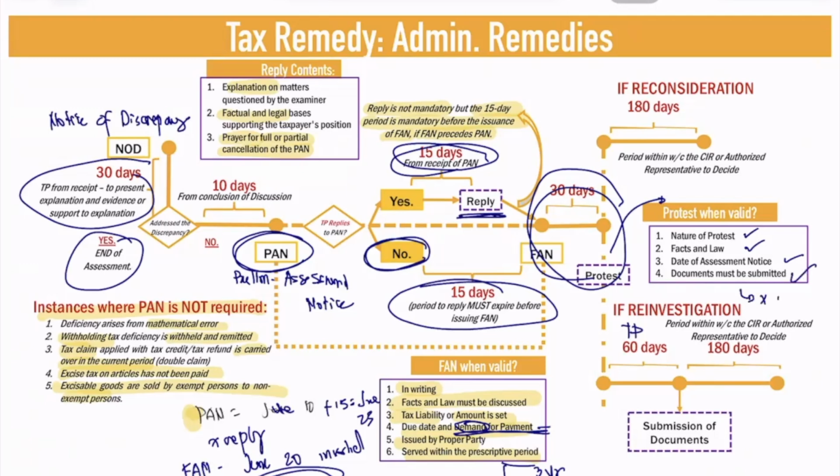If not reinvestigation, then no need to submit document. So pag reconsideration, no need to submit document. Reinvestigation, you have 60 days to submit document. And within 180 days, the CIR will now decide.